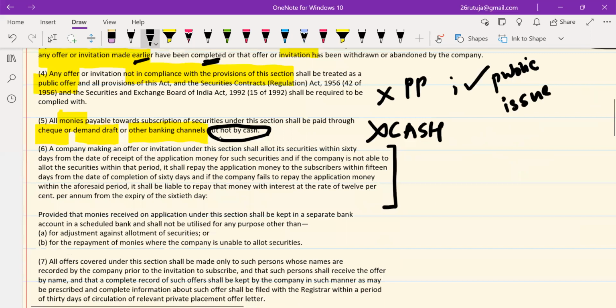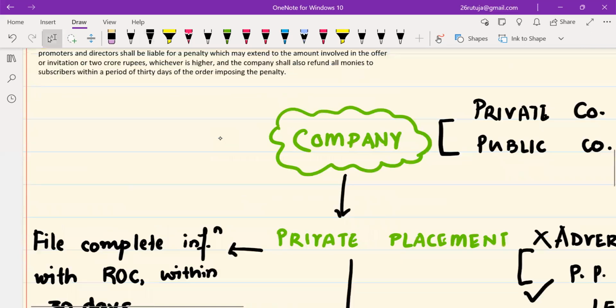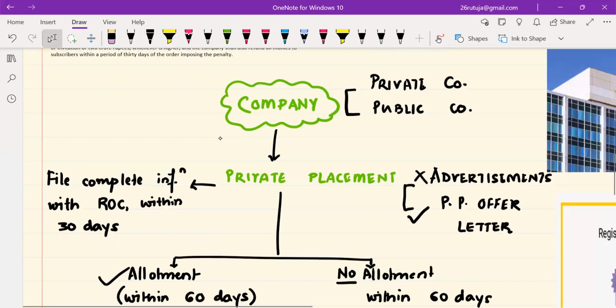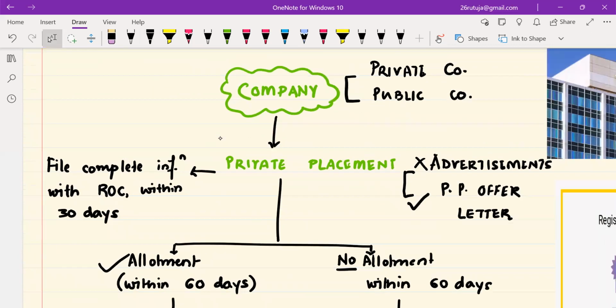So to understand this particular subsection, let us go to the flowchart. What have we understood so far? When I say company, it means either a private company or a public company. So any company can go for private placement.